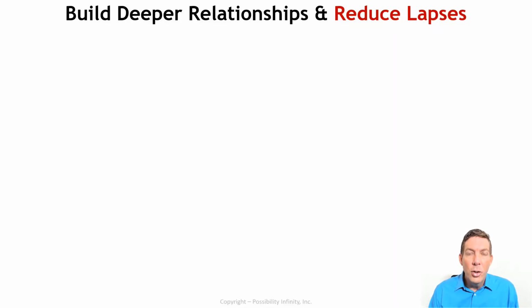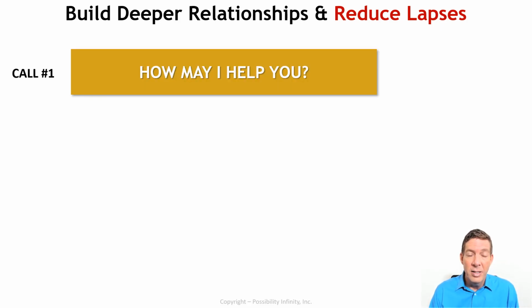Now, if you want to reduce your lapse rate, we found the best way to do that is to build deeper relationships with your clients. One of the simplest ways to do that is to have regular contact with your clients, either by phone or text or email. We like to start out with quarterly calls. And the first call is a very simple call. We call it the How May I Help You call. We just check in with the client to see if everything's good. There's no pivot. There's nothing else to it. Just making sure the client's good and building that rapport to let them know we're looking out for them. We're distinguishing ourselves from the call centers and the online insurance companies and making sure they know we're there to help them if they need anything.